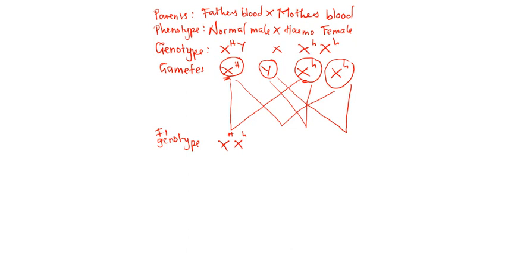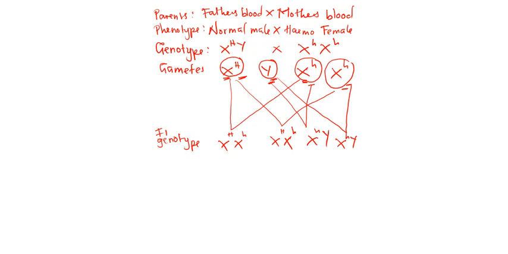When you combine this and this, we find X^H X^h, and this and this, we find X^H X^h, and then this and this, we find X^h Y, and then Y and this, we find X^h Y. I was starting with the X^H and then the Y, because it's usually the XY chromosome, so it's preferred you put it that way. But if you put it the other way around, it's also okay.